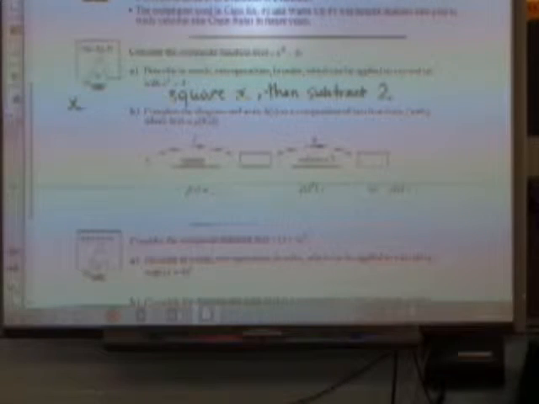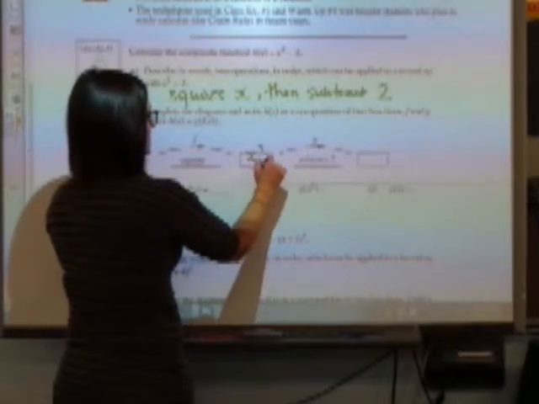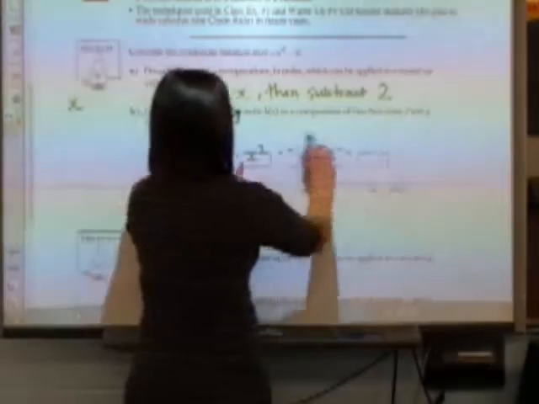So in an arrow diagram, what it means is I take x and I square it. So I get x squared, and then I subtract 2.